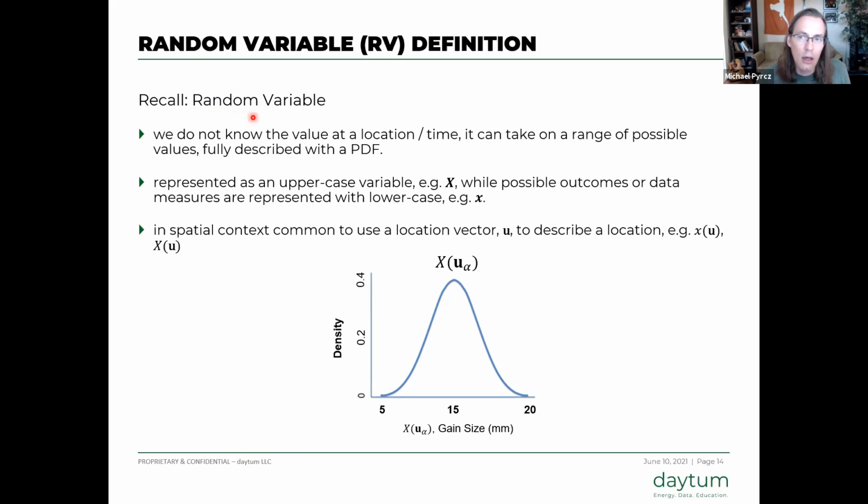Okay, let's recall the concept of a random variable. A random variable can be defined as we do not know the value at a location or time.